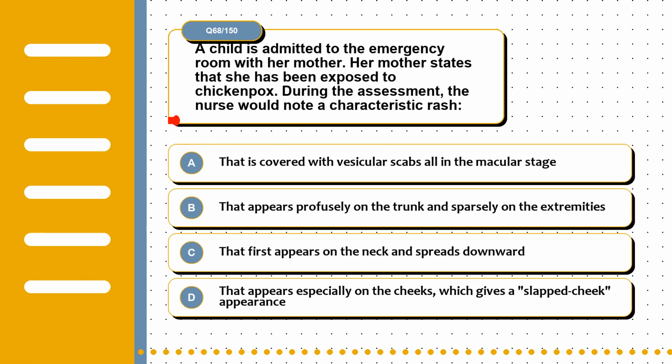Question 68. A child is admitted to the emergency room with her mother. Her mother states that she has been exposed to chickenpox. During the assessment, the nurse would note a characteristic rash. Here are the options. Option A. That is covered with fascicular scabs all in the macular stage. Option B. That appears profusely on the trunk and sparsely on the extremities. Option C. That first appears on the neck and spreads downward. Option D. That appears especially on the cheeks, which gives a slap cheek appearance.